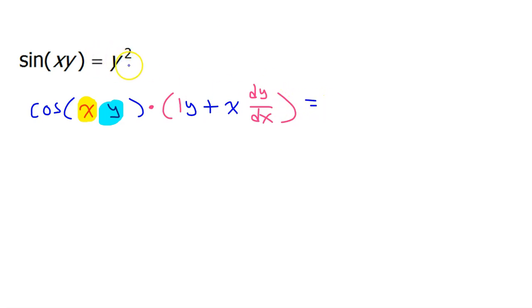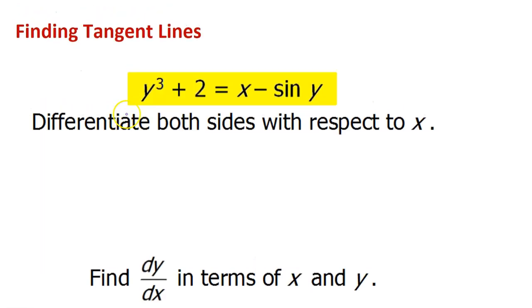On the other side, as we did before, the derivative of the outer function is 2y times the derivative of the inner function, which is dy dx. So that is your final answer. Let me show you how to find the tangent line for a function like this that is written implicitly.